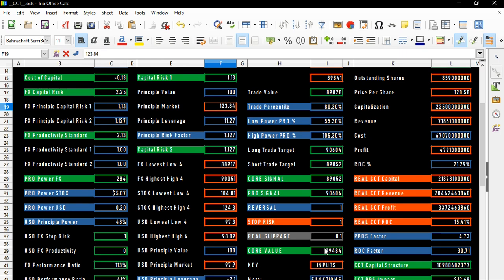Now, the core value is based on the Forexometer trade value of 89.828. All right, and it provides that. So you know exactly where that core value is, and we're trading right now at 89.84, and our core value is a little bit below us, almost 40 pips, 36 pips below us at 89.48.